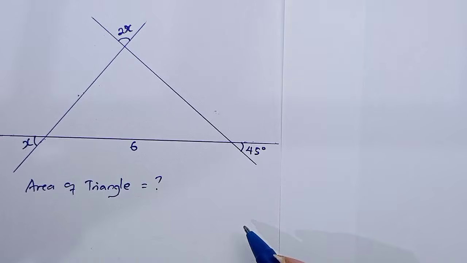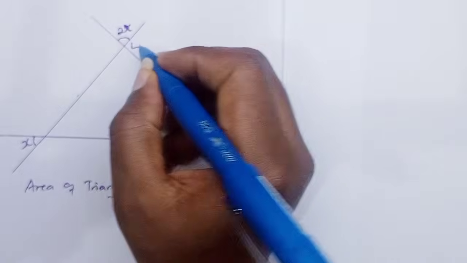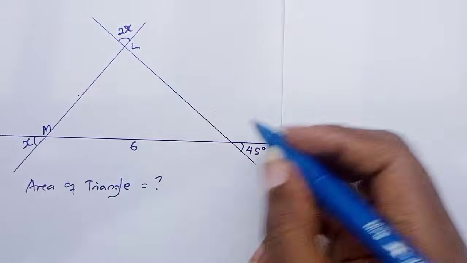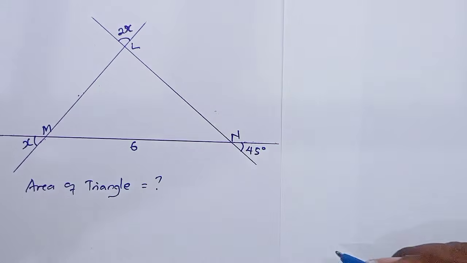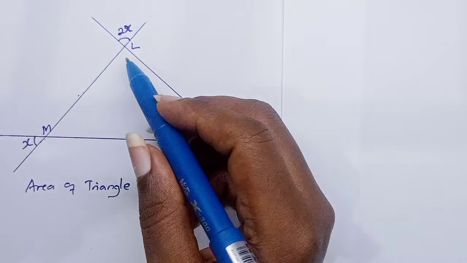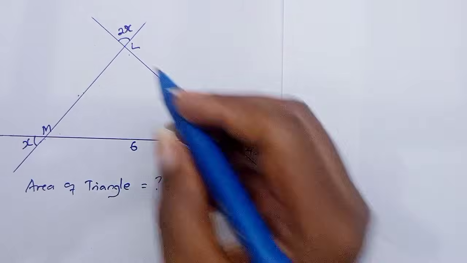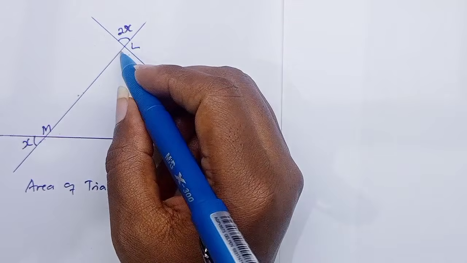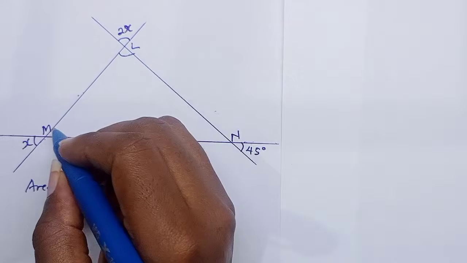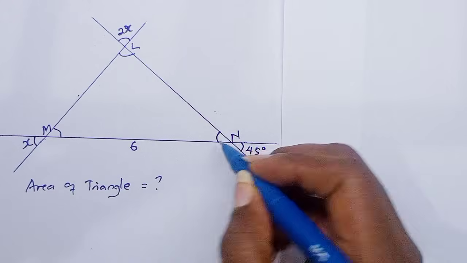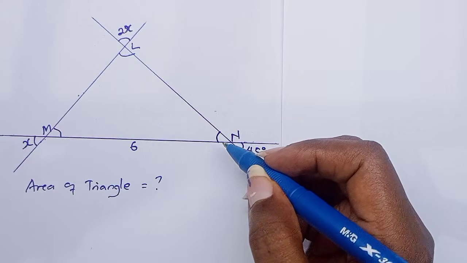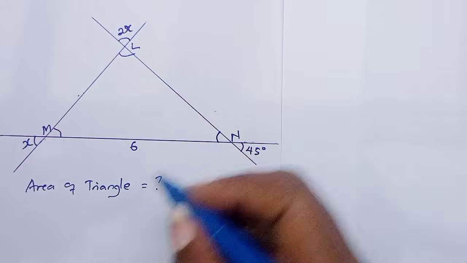So let's start by labeling the points of this triangle. Let this be L, let this point be M, and let this point be N. Next, let us focus on the angles L, M, and N. I'm talking about these interior angles. This angle, and this angle. Okay?